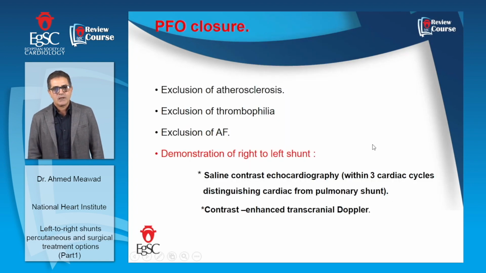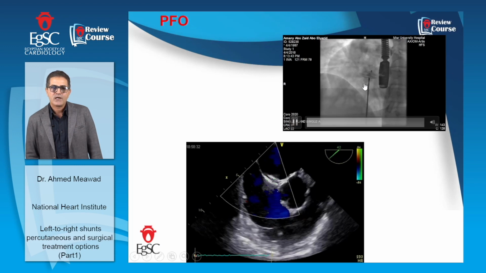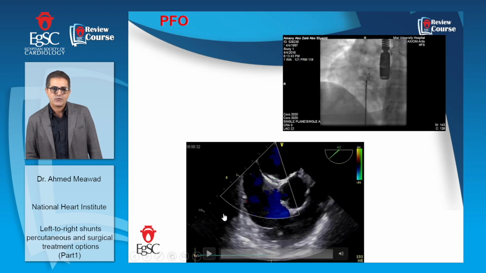PFO closure as a cause of cryptogenic stroke in young patients: we have to exclude atherosclerosis first, exclude thrombophilia, and exclude also atrial fibrillation, and demonstrate right to left shunt by saline contrast echocardiography and contrast enhanced transcranial Doppler. The technique is similar to ASD closure, as you see here. The difference of the PFO device is that the right atrial disc is larger than the left one.